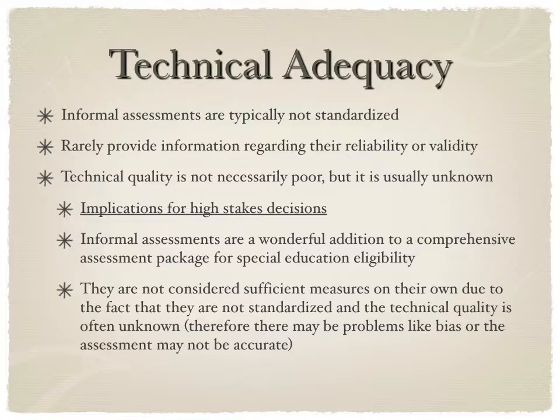So, an example of a high stakes decision would be something like special education eligibility, a change in placement, retention. So, you kind of get the idea of some of those high stakes types of decisions. And informally developed tests or assessments are a wonderful complement to a comprehensive evaluation to make those high stakes decisions. But in isolation, because of the technical adequacy concerns, they're not considered appropriate measures to be used independently or on their own.